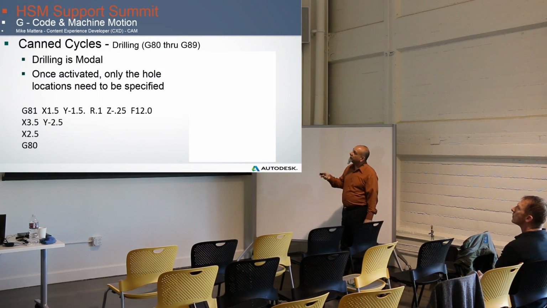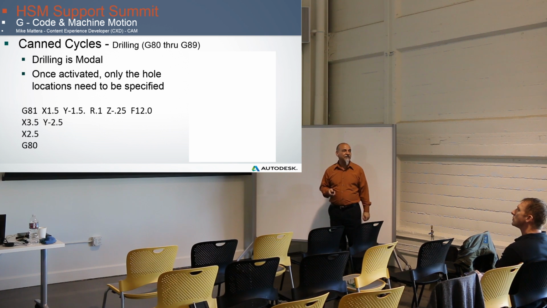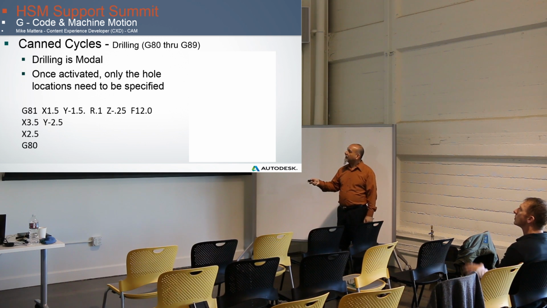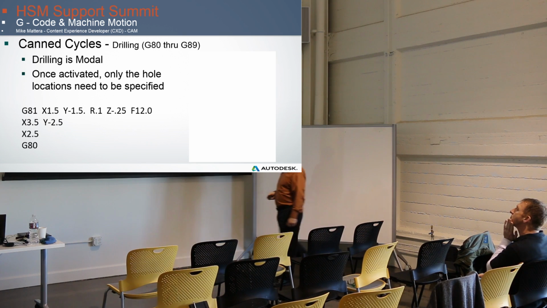Now the great thing about CAN cycles is they are modal. So once I describe that CAN cycle, all I have to tell it from then on is the next location. So I don't even have to describe all of this every time. I mean, this in itself is a huge saver of space and code. But now all I have to do is give it the next XY location.